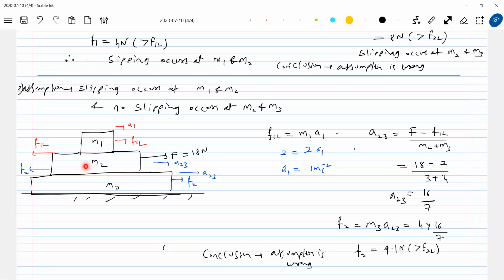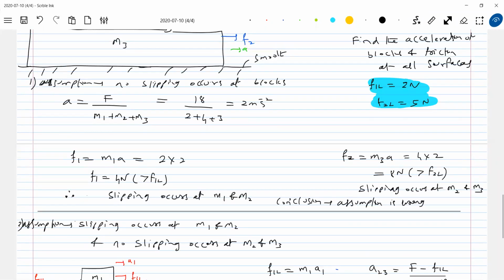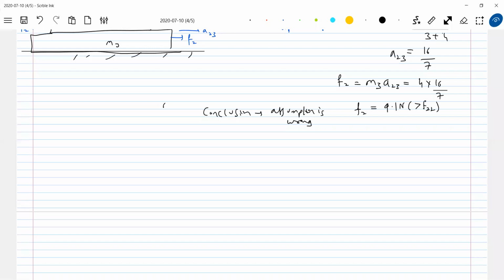Got this? So the same problem I have just shown for different cases: no slipping, whereas slipping occurs. Now I want a situation where slipping occurs at M1, M2 and no slipping occurs at M2, M3. Yes, you can assume some 8 Newton and check it. I'll give the numerical. You try on your own.